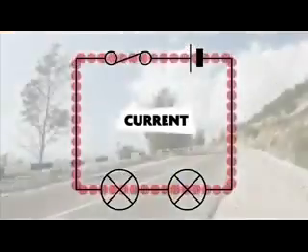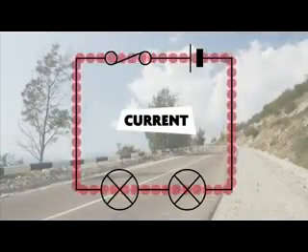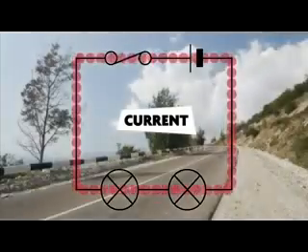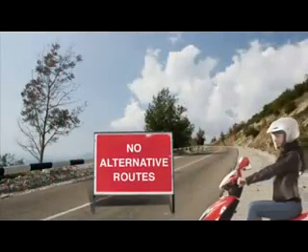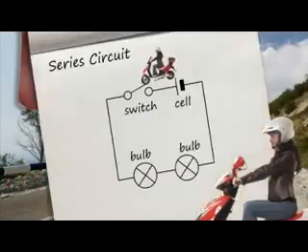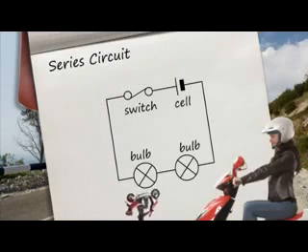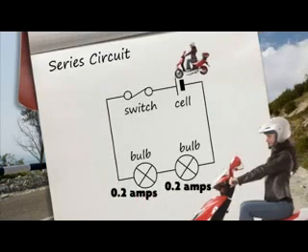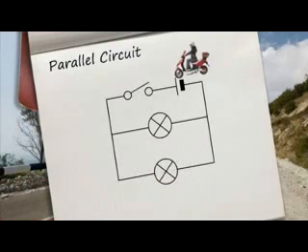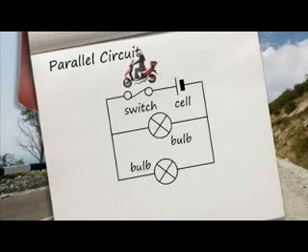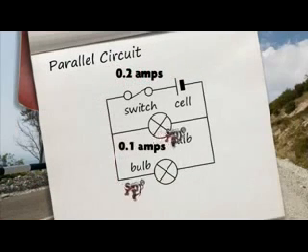Current is flow of moving charge. The more charge flows, the higher the current. In a series circuit, the current flows through each component in turn, and there are no alternative routes. Each part of the series circuit has the same current, measured in amps. Nice moped! In a parallel circuit, the current has to divide itself between the different paths.